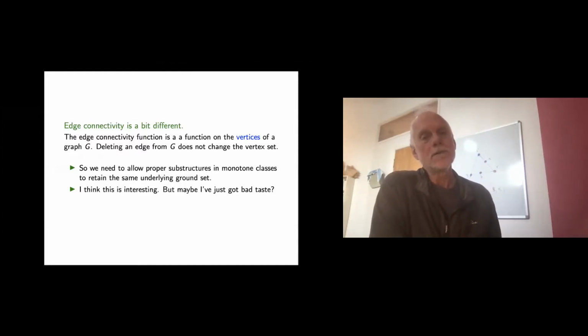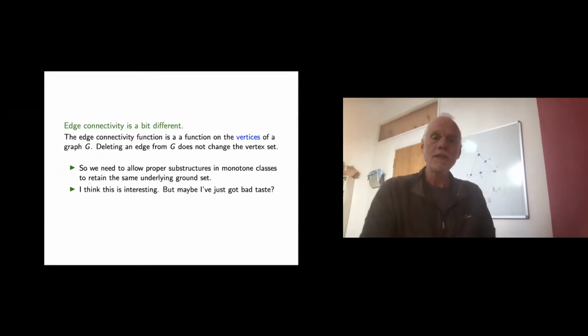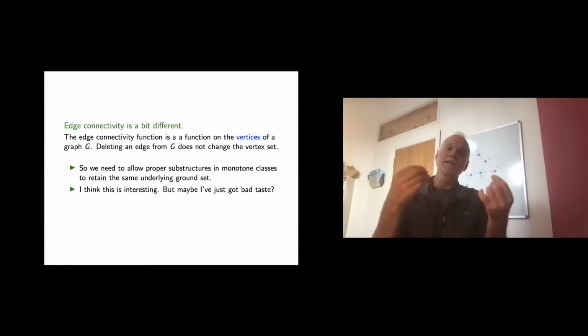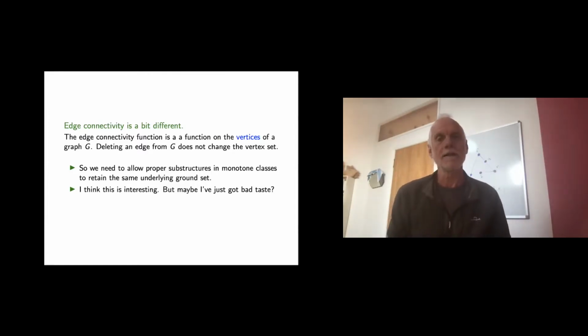When you delete an edge, you're not necessarily removing any element from the ground set of the associated connectivity function. So you're not changing the vertex set. So that means if we want to incorporate edge connectivity, we have to allow the possibility that ground sets stay the same. And again, I think this is interesting, but maybe I've just got bad taste.